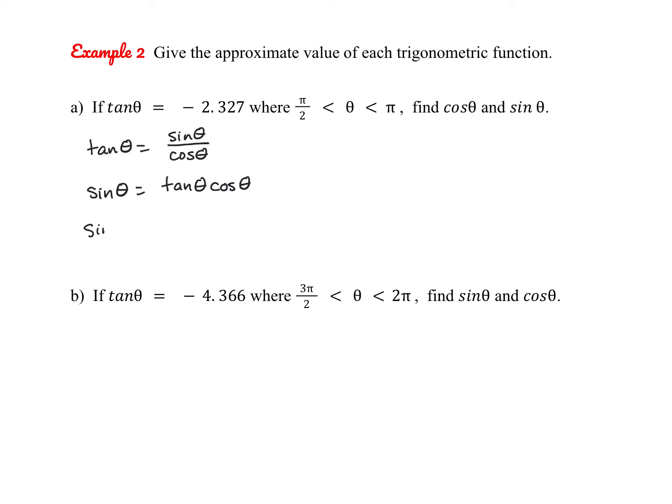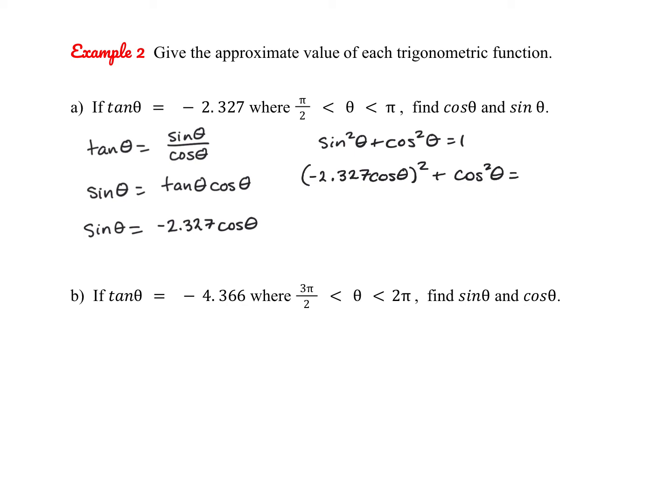And then I could plug in or substitute what we know for tangent of theta times the cosine of theta. But still, we need another equation to help us solve this. So we can go back to our original Pythagorean identity, this one here, and we can substitute this for sine. So we have negative 2.327 times cosine of theta, squared, plus the cosine squared of theta equals 1. And then we can combine like terms here.